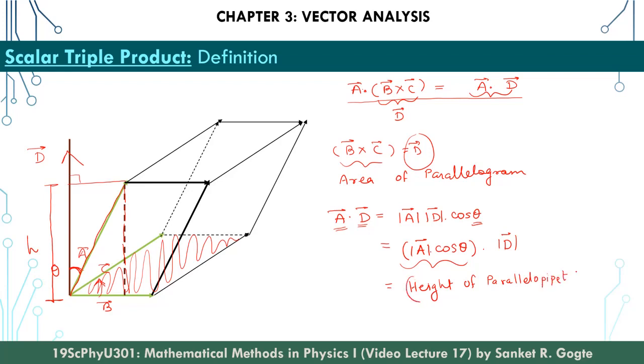which is formed by the three edges of the vectors for which we are taking the dot product, and into the magnitude of vector D is the area of that parallelogram. Therefore, this scalar triple product A dot B cross C gives us the volume of the parallelepiped.